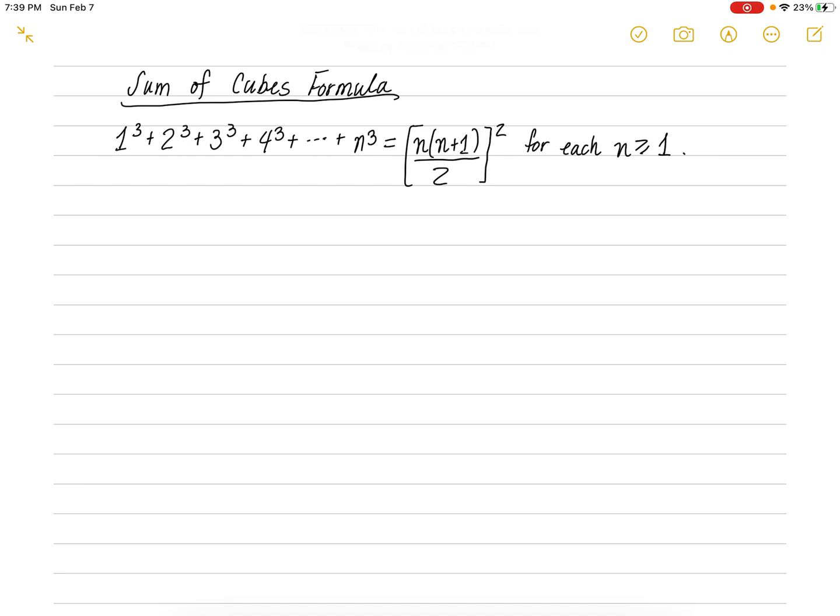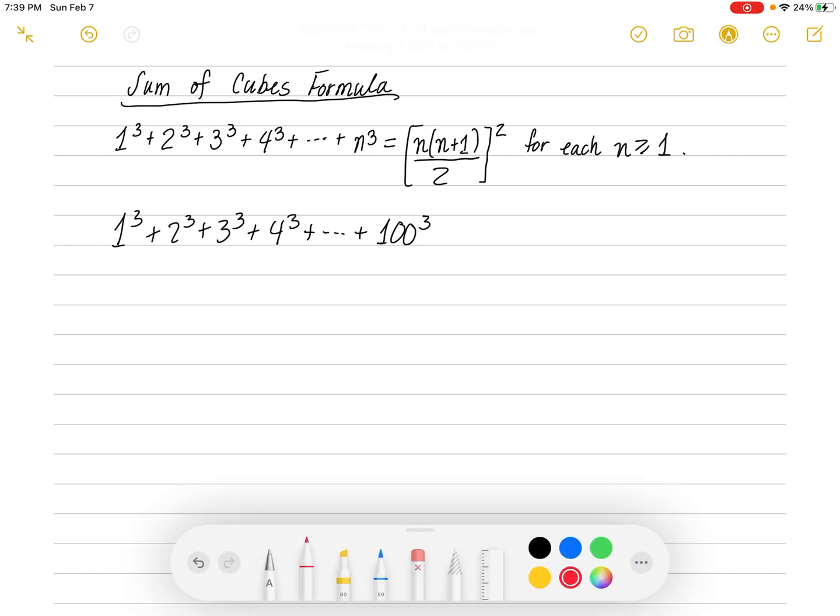So for example, if I wanted to find the sum of the following cubes, let's say I wanted to find 1 cubed plus 2 cubed plus 3 cubed plus 4 cubed and so on and so forth up to 100 cubed. My n here is going to be 100. That's my stopping number that's cubed. So into our formula, the outcome, we're going to have 100, that's the n, times 101 divided by 2, and then afterwards we're going to square all that.